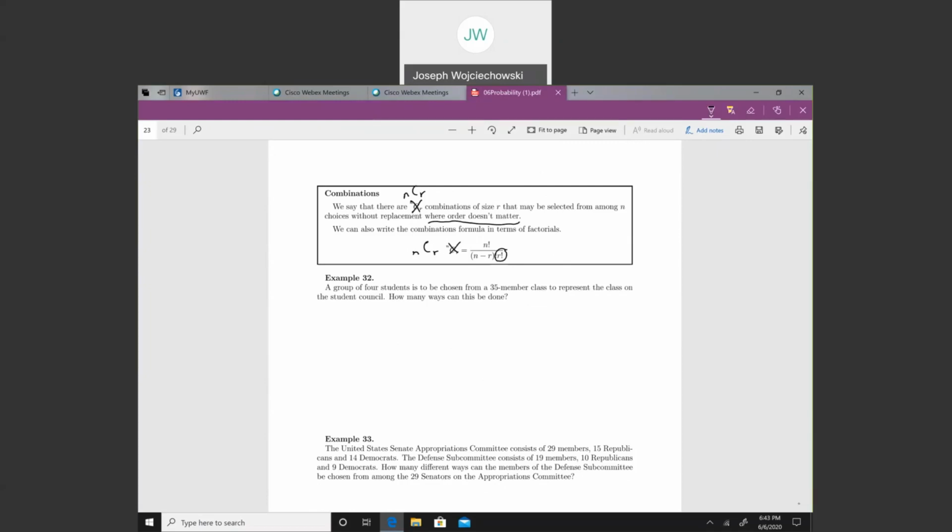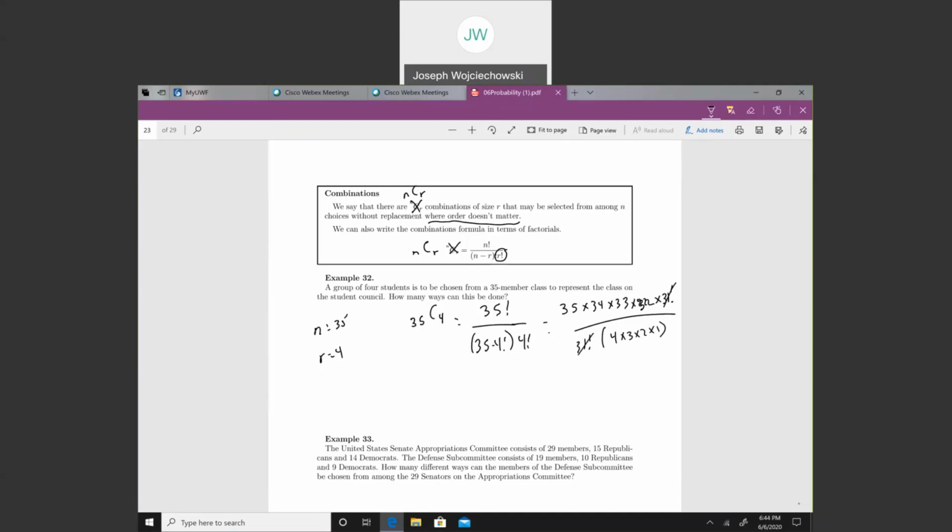A group of 4 students is to be chosen from a 35-member class to represent the class on a student council. How many ways can this be done? So n is equal to 35, r is equal to 4. Now, there are no positions, so order does not matter, so we're talking combinations. So we have 35 combinations of 4, which is 35 factorial over 35 minus 4 factorial times 4 factorial. So this looks a little bit different. Again, we can do the same thing here: 35 times 34 times 33 times 32 times 31 factorial over 31 factorial times 4 factorial, which is 4 times 3 times 2 times 1.